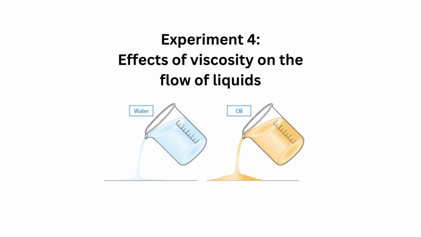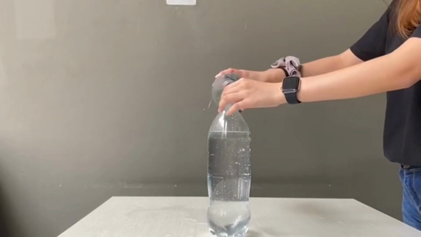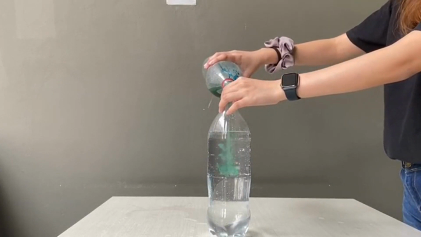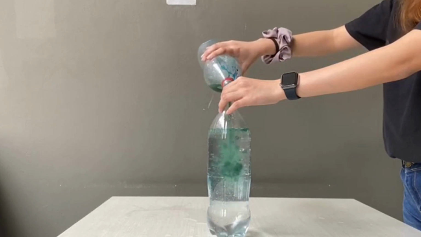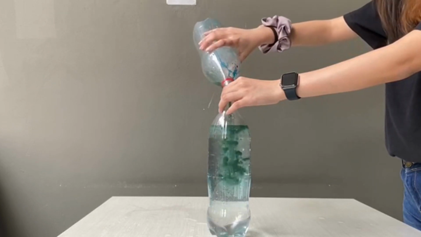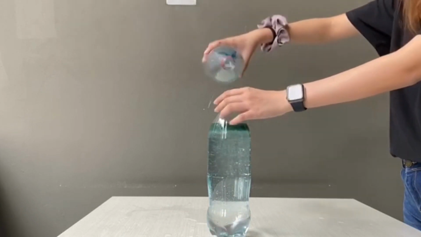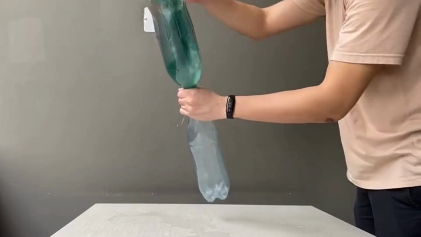In this next experiment, we are going to observe how the viscosity of fluids affects the flow of water. We will be using oil, which has a higher viscosity than water. First, we colored our oil with blue dye and poured it into a bottle filled with water. Next, we capped the two and flipped the setup over.